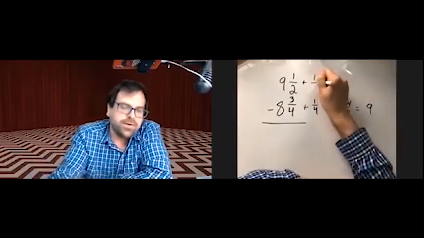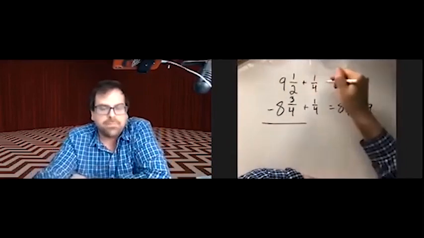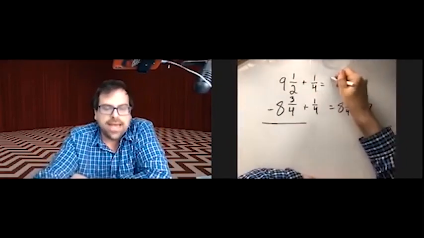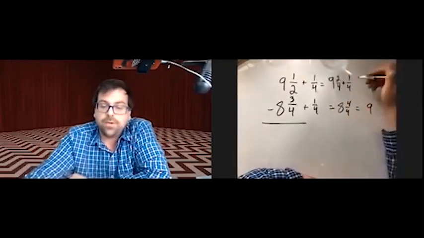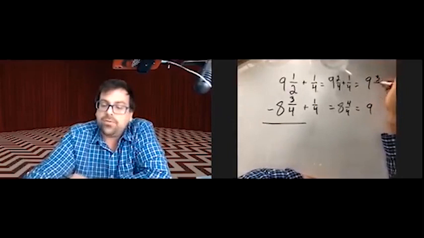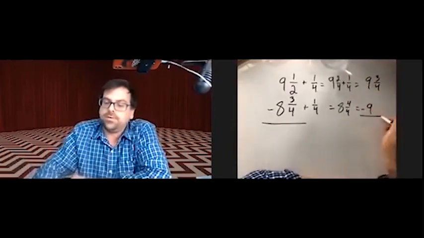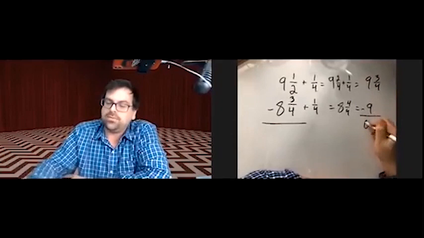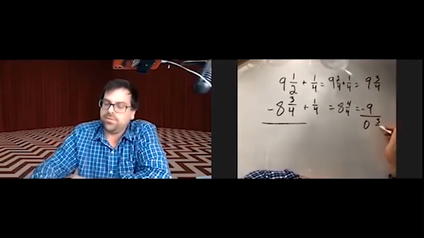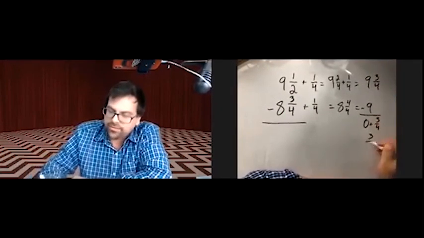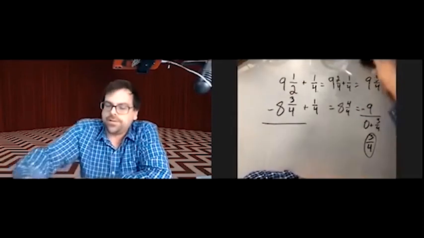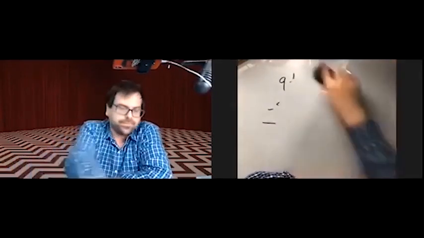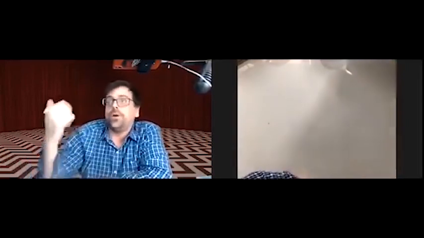So let's add a fourth up here. 9 and 2/4 plus 1/4 would be 9 and 3/4. 9 minus 9 is 0. 3/4 minus nothing is 3/4. 0 and 3/4 is just 3/4. Let's look at another. And I'll do it all the ways.